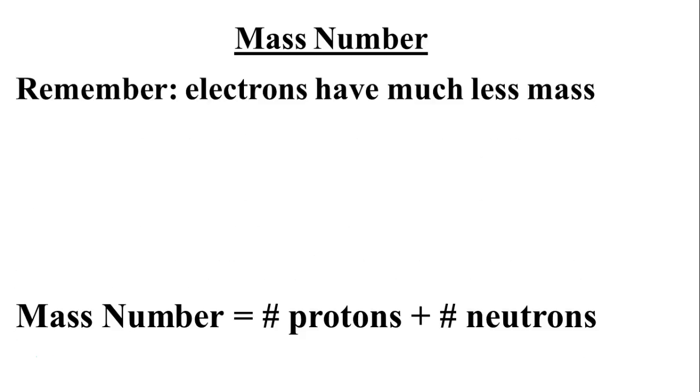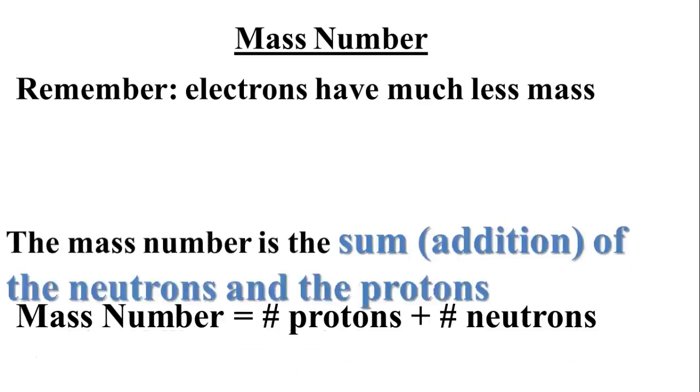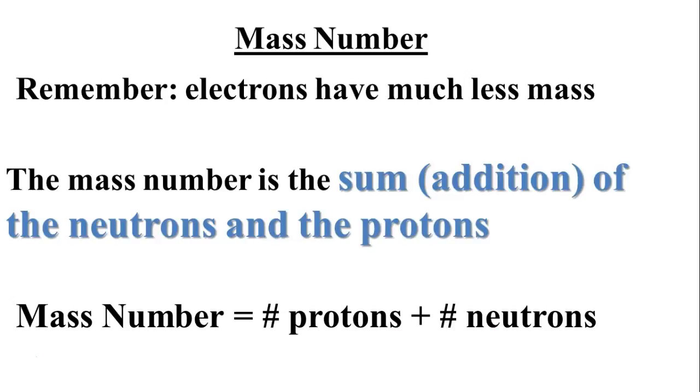The reason is that electrons have much, much smaller mass than either neutrons or protons. So small, in fact, that we're not going to count them towards the mass number. So that's one way to remember it. The mass number is the sum, so we use addition of the neutrons and protons. And if we use this equation, as long as we have 2 of those 3, we can solve for the last one.